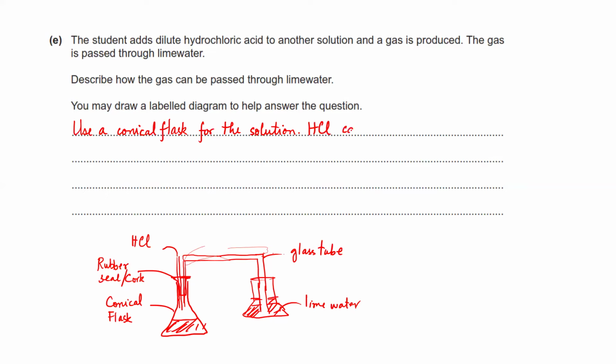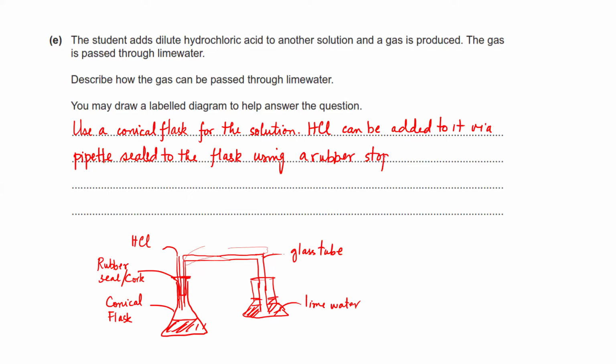HCl can be added to it via pipette, sealed to the flask using a rubber stopper with tubing holes. Okay.